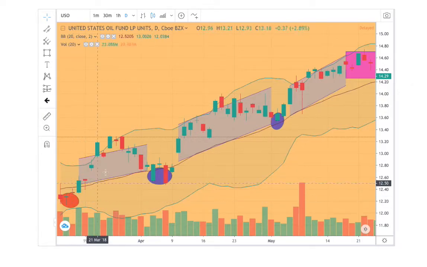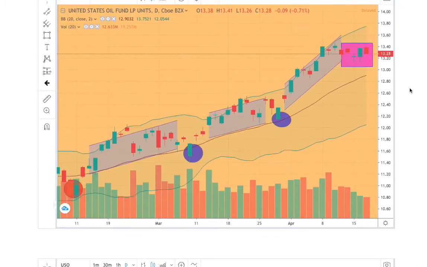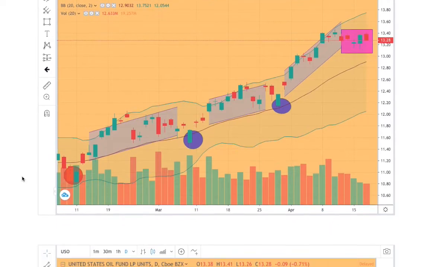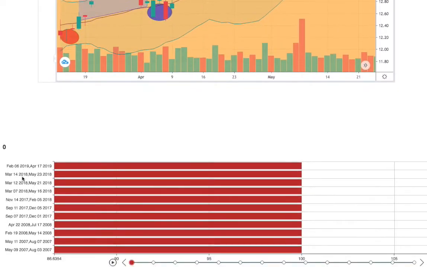So there are 1, 2, 3, 4, 5, 6, 7 points that are similar. And since the trend or patterns are similar, there's reason to believe that the outcome will be somewhat similar. So let's check the forecast model.